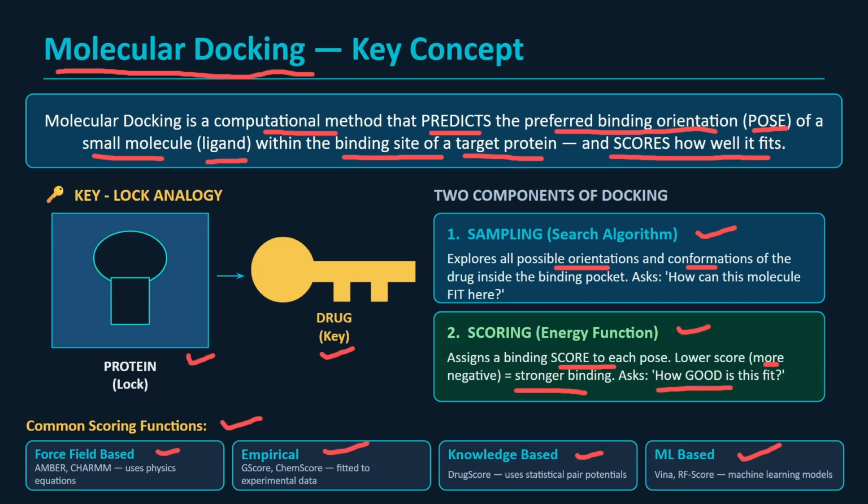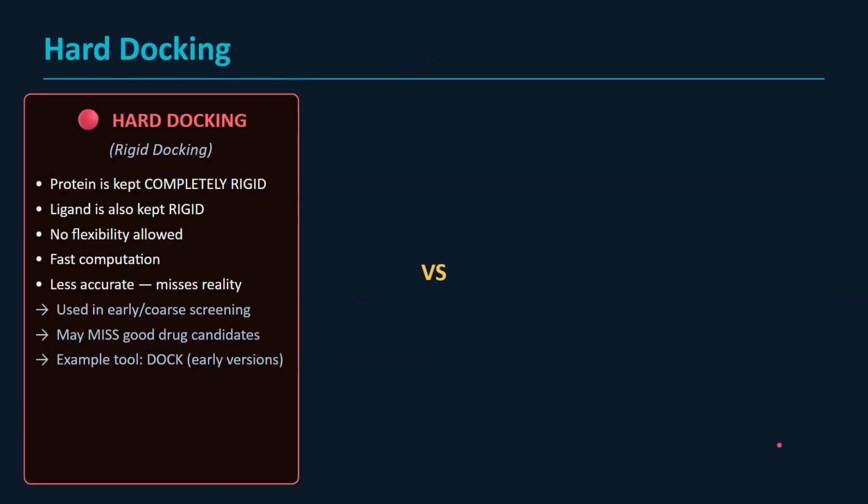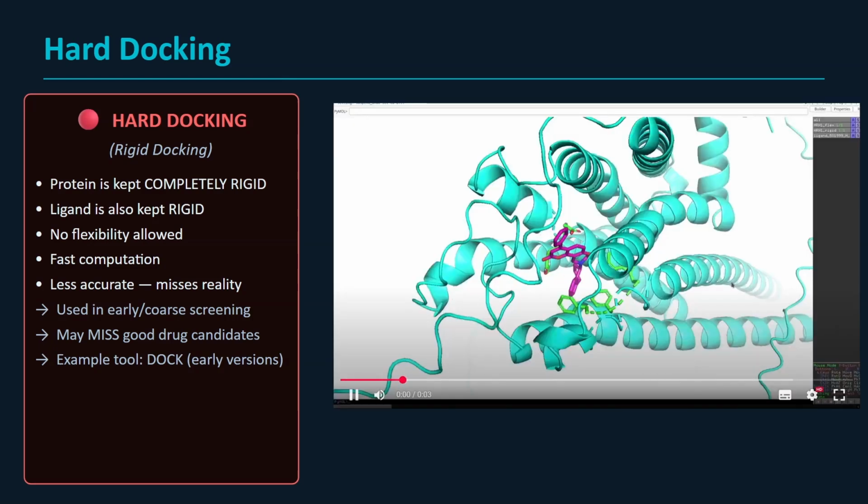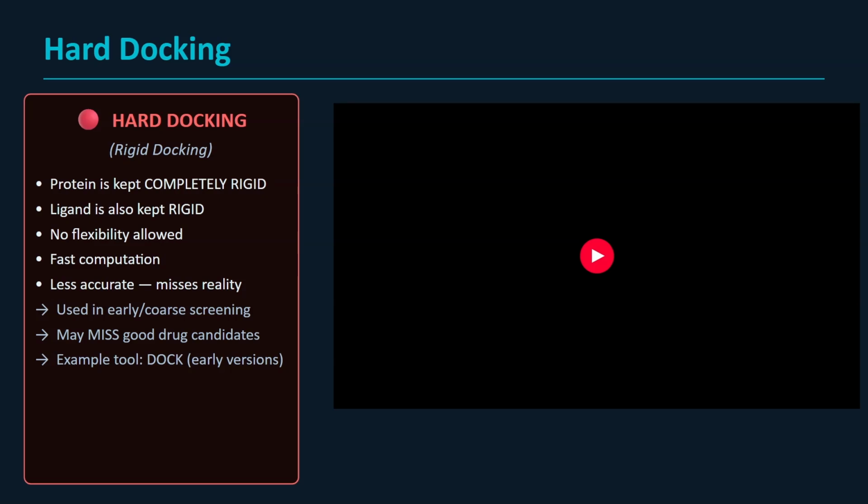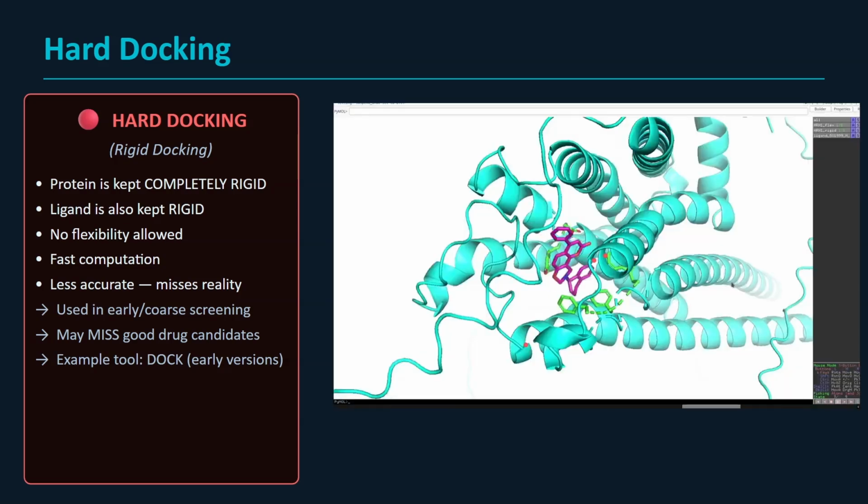Next, we come to a very important concept: the types of docking. As we know, docking is of different types. Here we can see hard docking. What is hard docking? Look at this animation here.